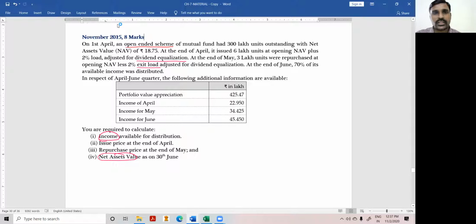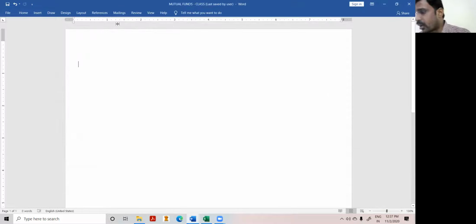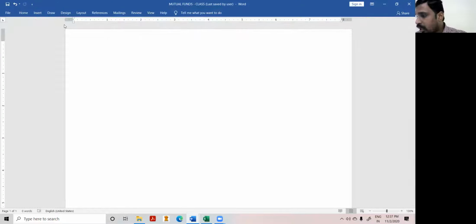Let me start by explaining the difference between open-ended fund and closed-ended fund. Open-ended scheme and closed-ended scheme.